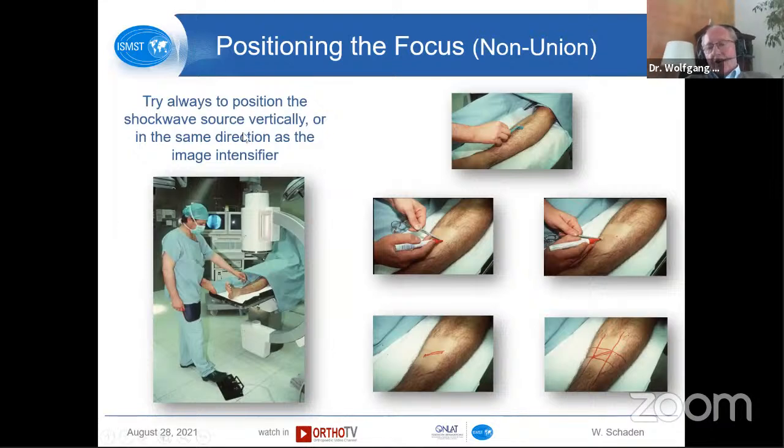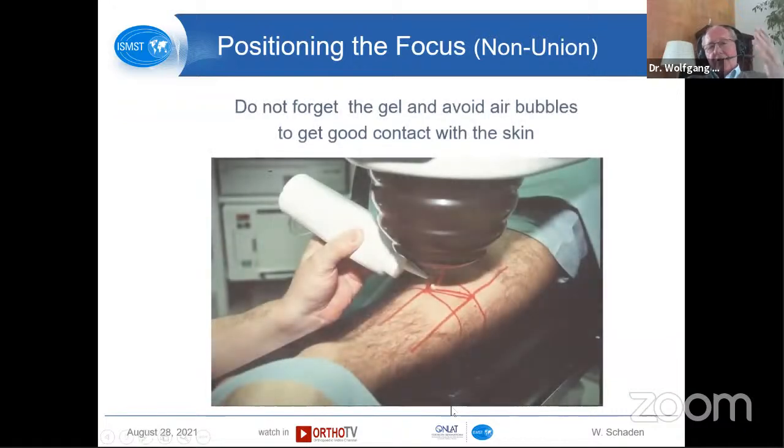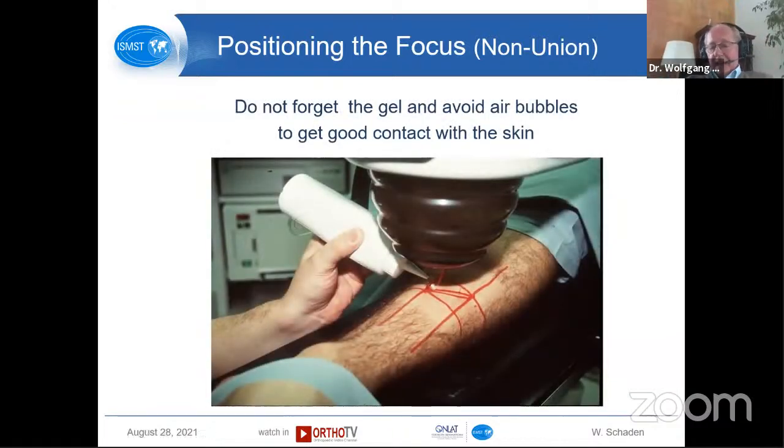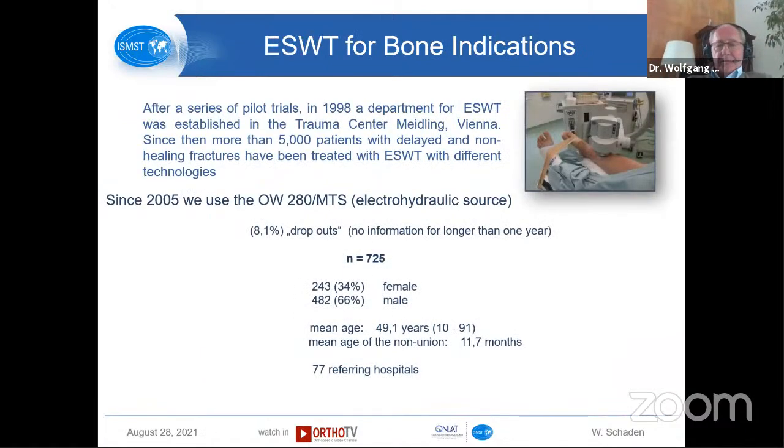Then you can draw the fracture gap on the tibia, and at the end you put ultrasound gel and you perform the treatment. We in Vienna started in 2005 with this kind of device, and for 3 years we monitored our patients. This is consistent with the other therapies that we do.